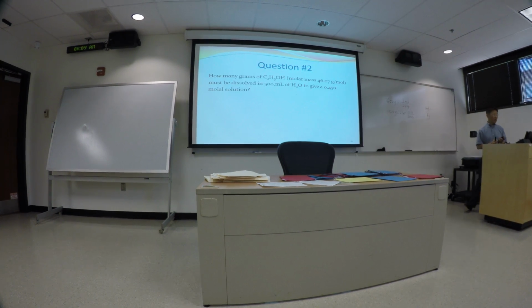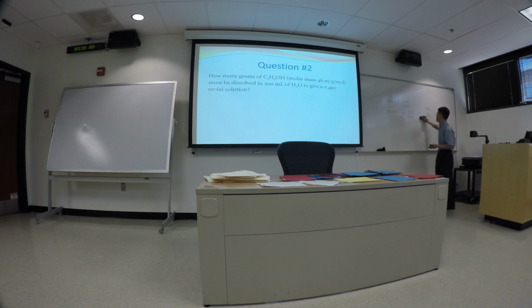Okay. Another type of question is that we can ask you to prepare a solution with 0.450 molality, and the total volume is 500 milliliters. How many grams of ethanol do you have to put in there? You can calculate the molality there. For this particular question, we assume you know the density of water is 1 gram per milliliter. So 500 milliliters will be 500 grams, and 500 grams will be 0.5 kilograms. All you need to do is figure out how many grams we need.